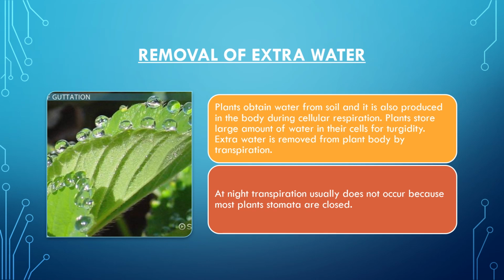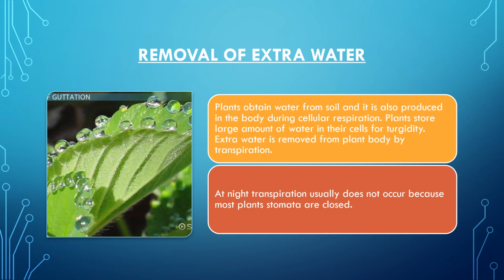Now, removal of extra water. Plants obtain water from the soil, and it is also produced in the body during cellular respiration. Plants store a large amount of water in their cells for turgidity. Extra water is removed from the plant body by transpiration. At night, transpiration usually doesn't occur because most plants' stomata are closed.